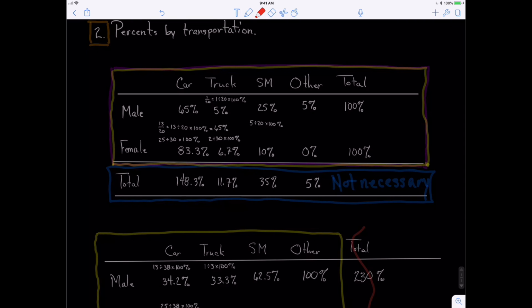All right, that's how we convert tables to percents based on some kind of classification. In the next video, we're going to understand how we use this information and what it really means.